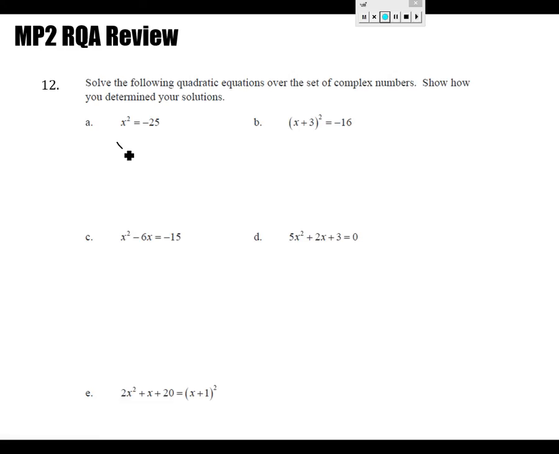I think the most efficient way to do this one is just take square roots. So you get plus or minus root negative 25, which with real numbers we can't resolve, but with imaginary numbers we can say that's plus or minus 5i. Okay. Over here, don't be expanding that out if you don't have to. That will lead to good solutions too eventually. But this is another one ready for you to take the square root, right? So here we get plus or minus root negative 16, which is just 4i. So we get x equals negative 3 plus or minus 4i.